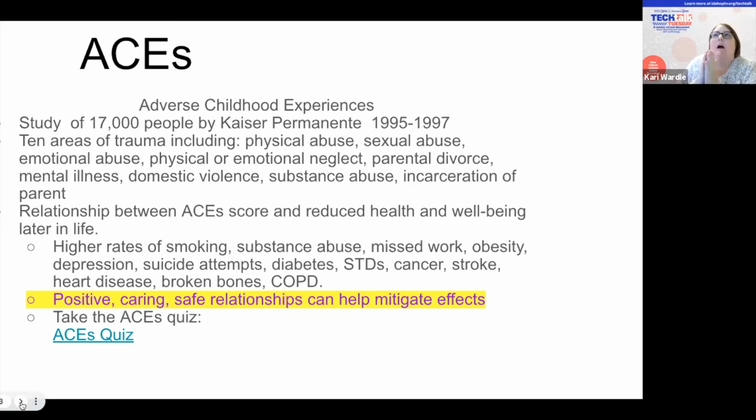And so that's not even talking about the emotional trauma and stress. I just feel like that kind of stuff is so mind-blowing that Kaiser Permanente sort of stumbled on that, on the connection between physical health and ACEs.